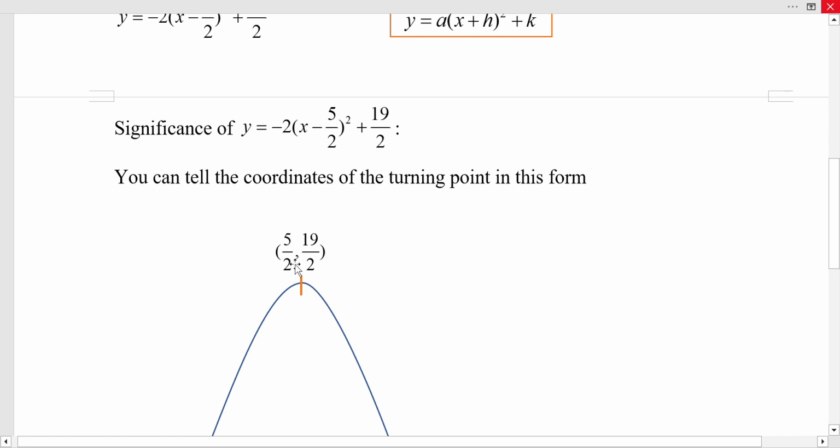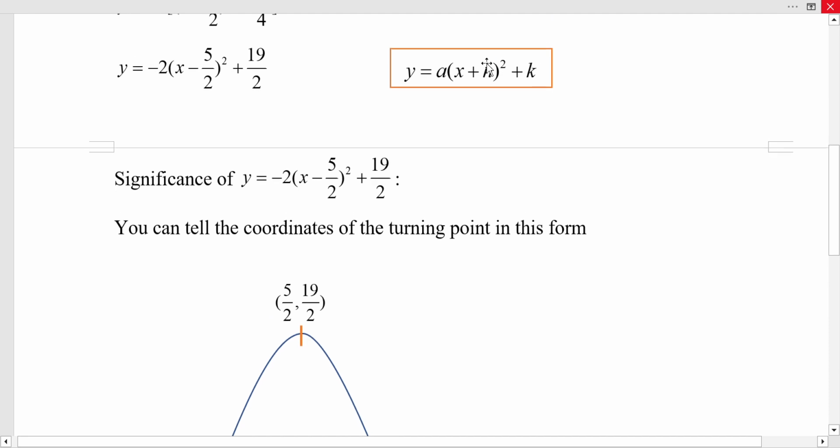And this happens when x is 5 over 2. Okay, because when x is 5 over 2, this whole thing will become 0. It will give you your maximum y value. Any other x value when you substitute in will give you a negative value taken away from 19 over 2. So this is the significance of expressing a quadratic equation in this form.